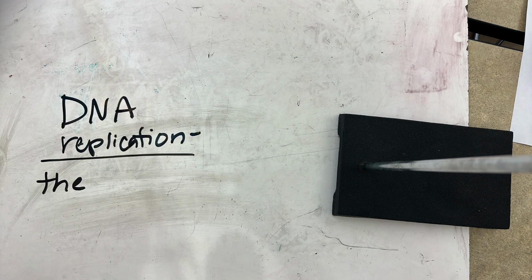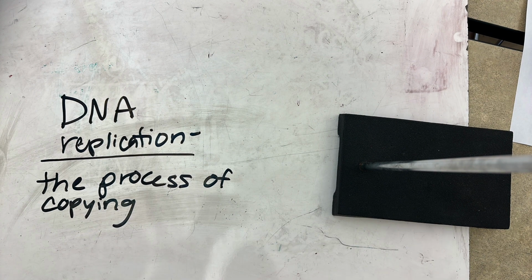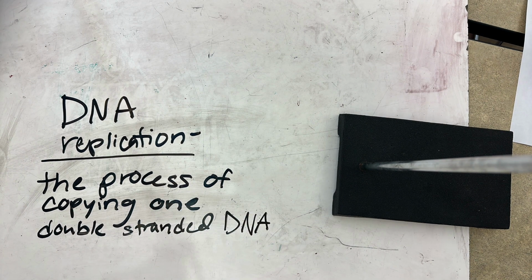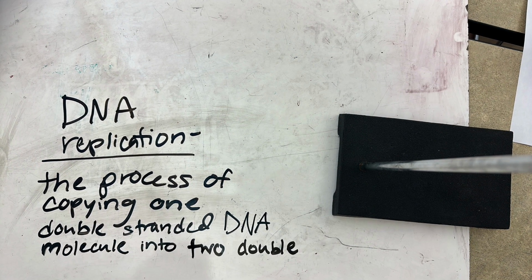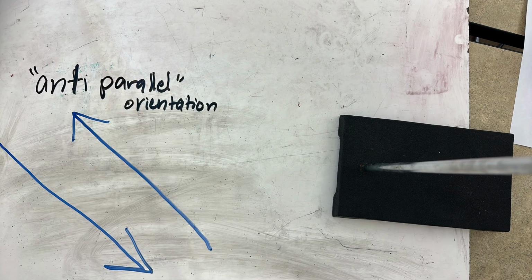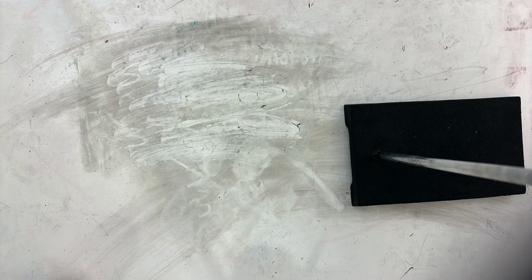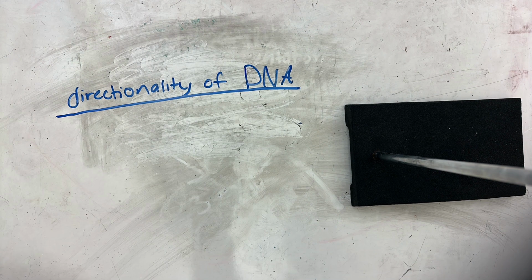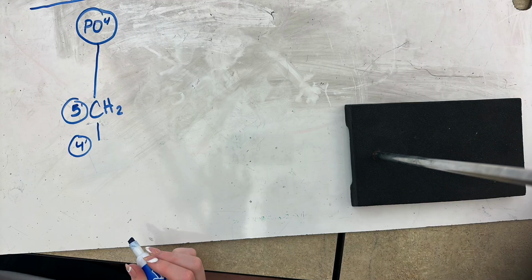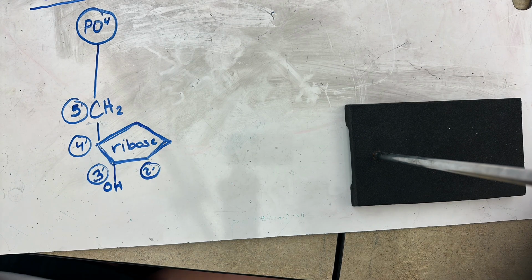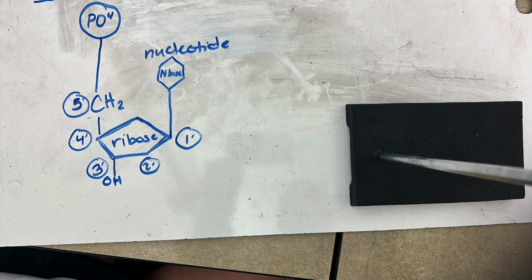DNA replication, the process of copying one double-stranded DNA molecule into two double-stranded DNA molecules. Anti-parallel orientation. This is when the 5' aligns with the 3' on the other strand. This means that the nucleotide at the 5 comes first, and then the nucleotide at the 3 comes last, which is the directionality of DNA, which is illustrated right there.